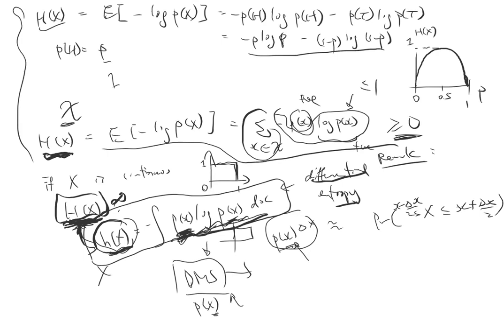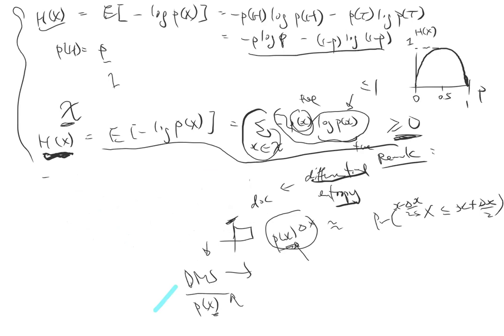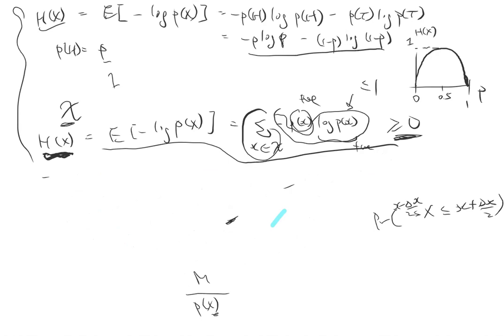But don't worry too much about that. We'll come back to this one again. But let's focus on the discrete case first again. So we already have one lower bound for that. So H(X) is lower bounded by zero. So can you guess the upper bound?